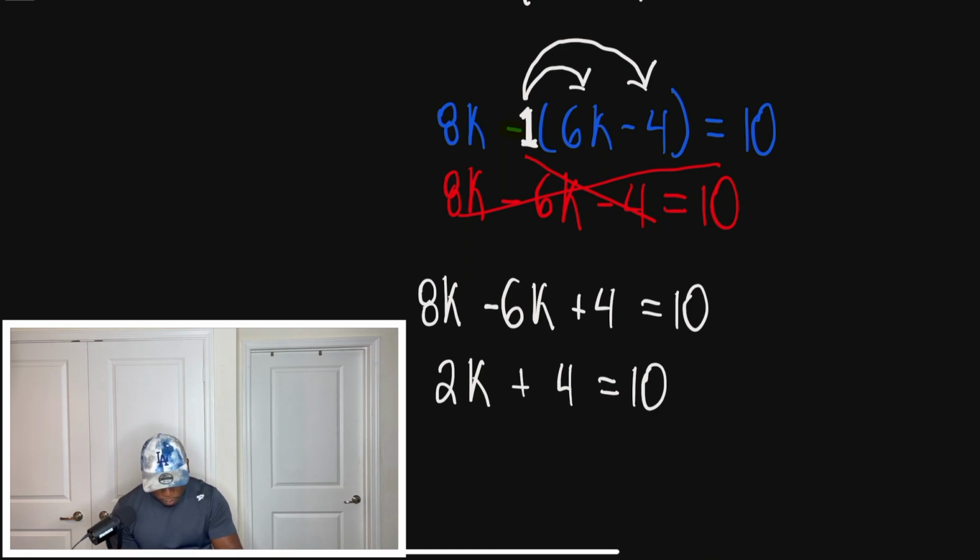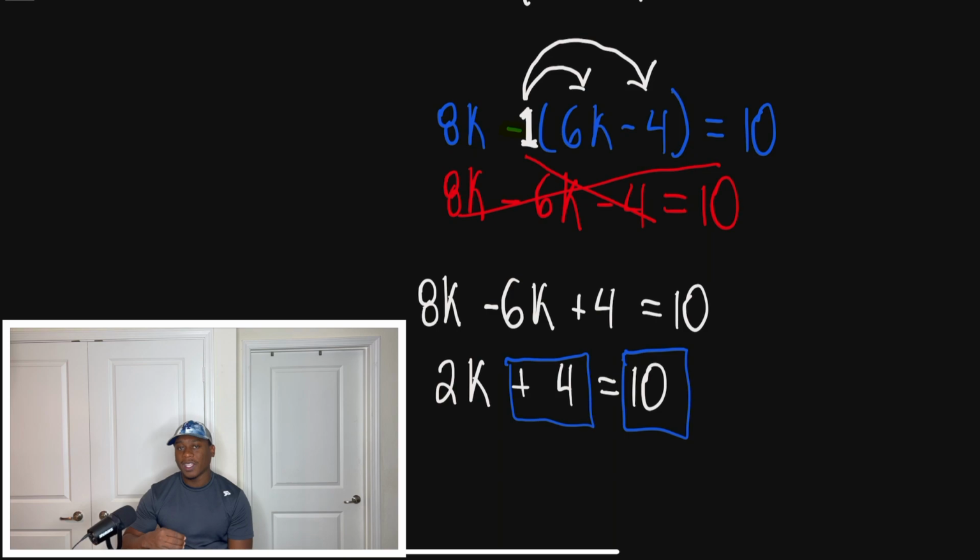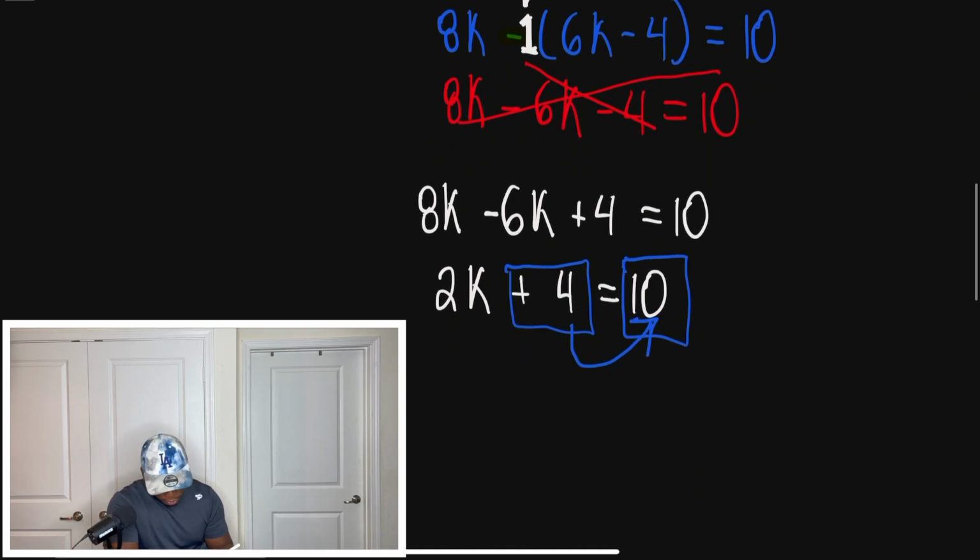Now we have like terms. Our like terms are going to be positive 4 and 10. And just remember, guys, if you don't see a positive or a negative sign in front of a number, assume that it's positive. So now what we want to do is move 4 to the other side. And we have to do it like that because we need the variable and the numbers with no variables on the opposite side of the equal sign.